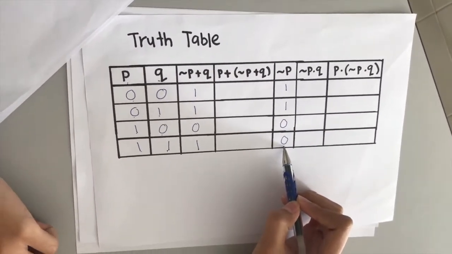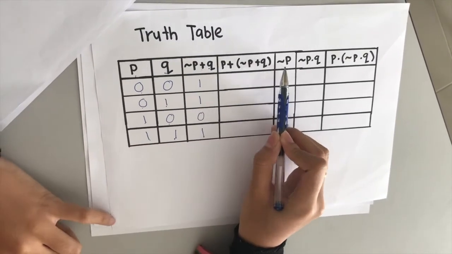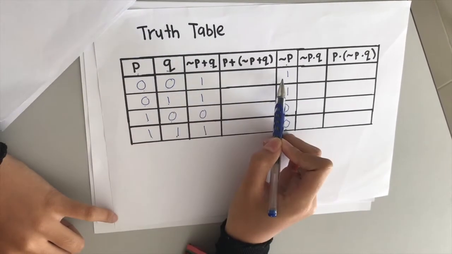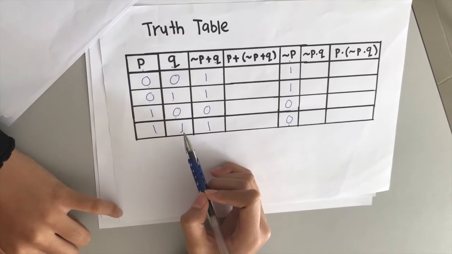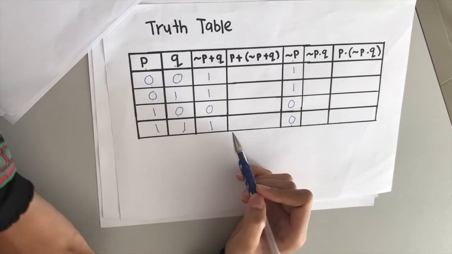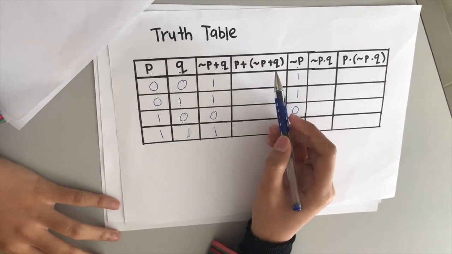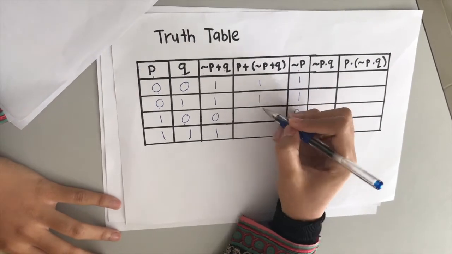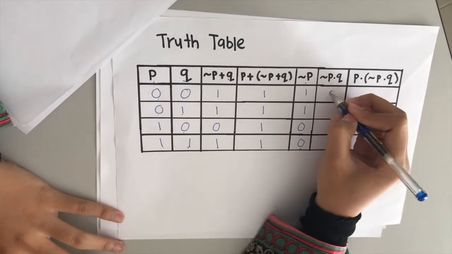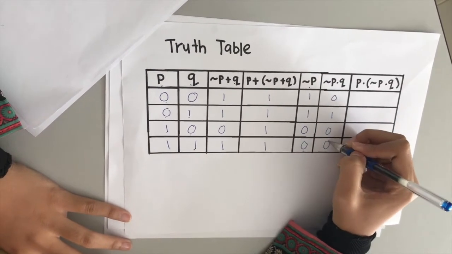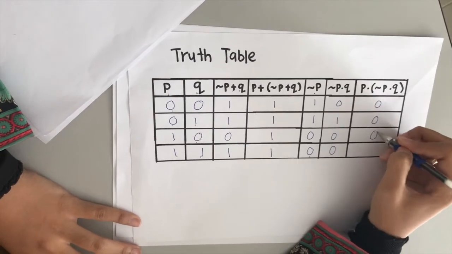And then let's proceed to the next. Not P plus Q, which is not P and plus Q. 0 plus 1 will be 1, 1 plus 1 will be 1, 0 plus 0 will be 0, and 1 plus 0 will be 1. And then P plus not P plus Q in bracket will be 1, 1, 1 and 1. Not P dot Q will be 0, 1, 0, 0. And the last one will be 0, 0, 0, 0.